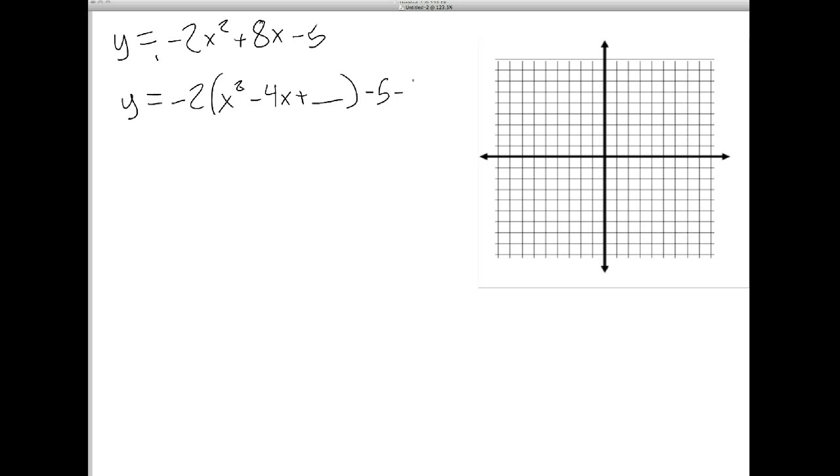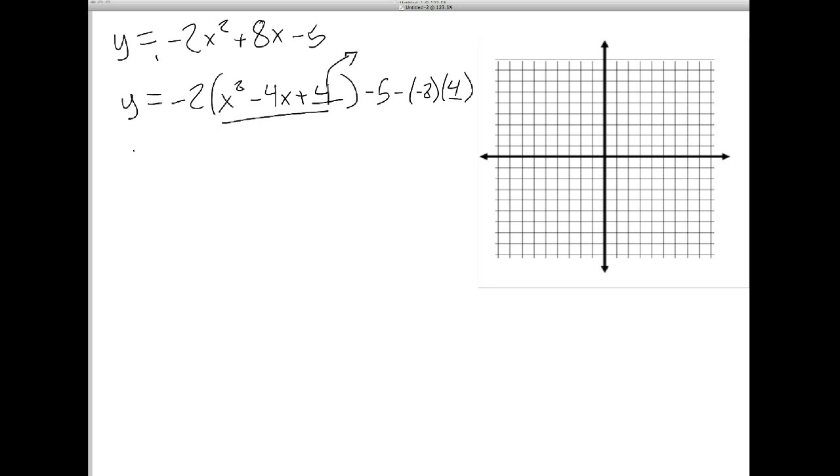And then minus, now we're going to go negative 2 times some number. We don't know what it is yet. So what number goes here? Well, as you all remember, it's b over 2 squared. In this case, b is negative 4, so negative 4 over 2 is negative 2, and negative 2 squared is 4. So again, the number that we are going to add is 4, so we're going to put that here as well.